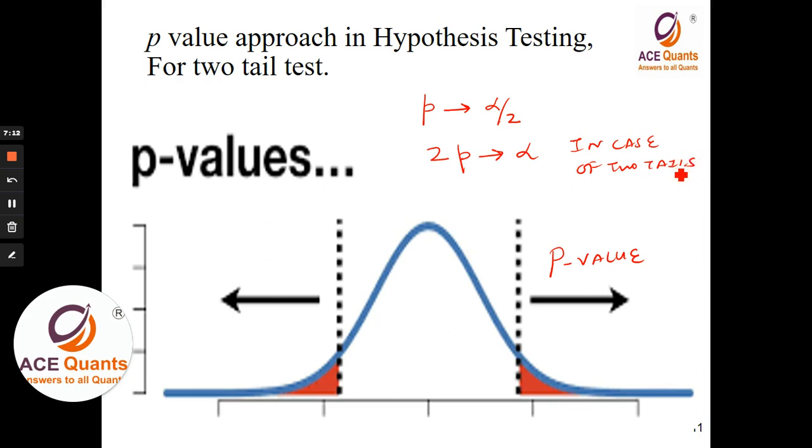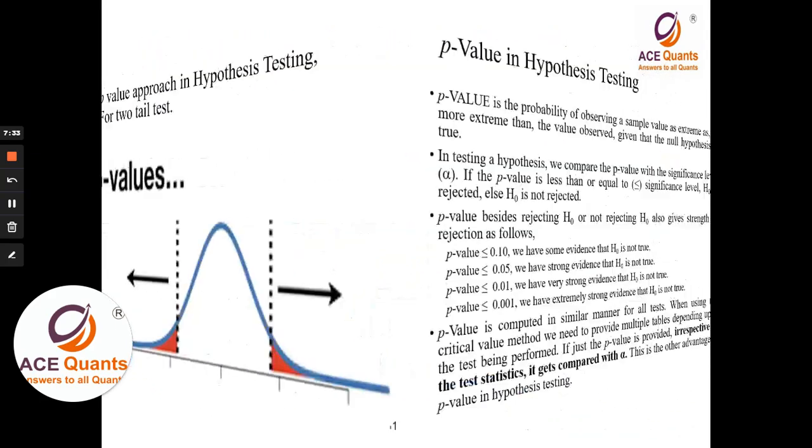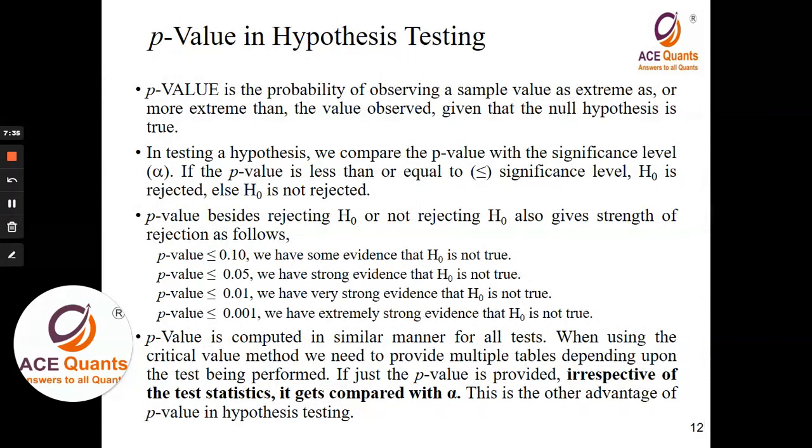Whereas in case of one tail, it is the p that will be compared with alpha. So this is something that you will have to keep in mind. If it is a two-tailed test, you will have to calculate the value of p as always, but the value that you so get has to be multiplied by 2.